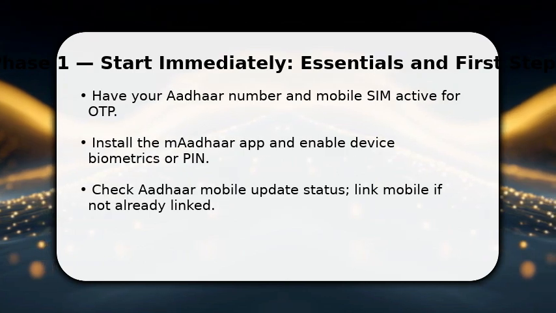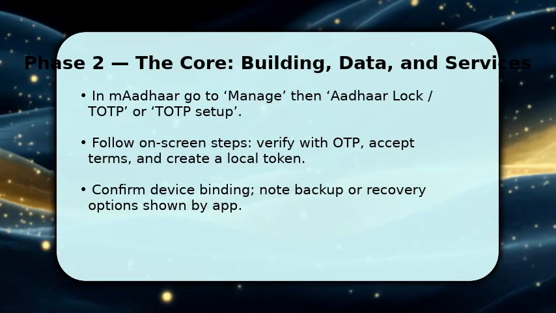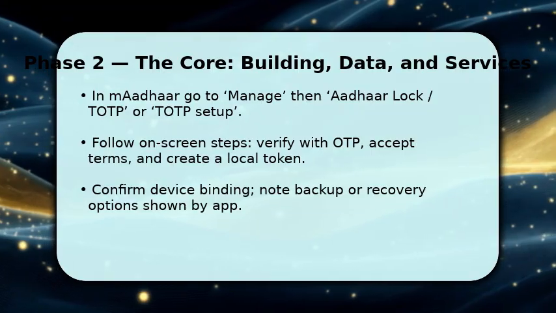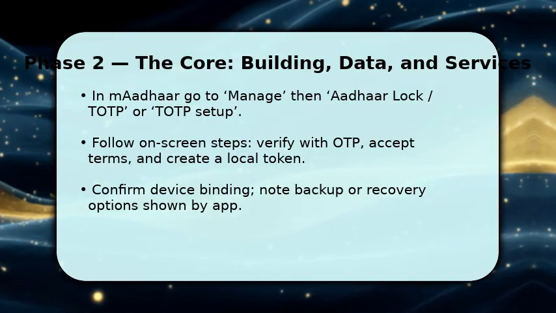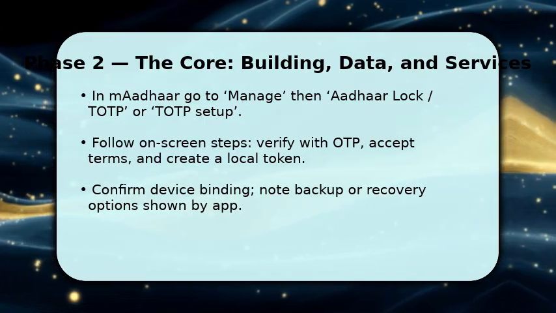Next, navigate within the app to the TOTP or Token Setup section, often under Manage or Security. You will verify identity again via SMS OTP. Enter it promptly because codes expire.